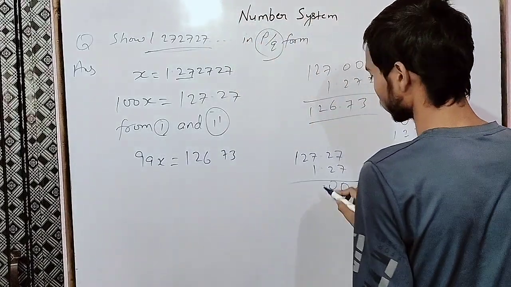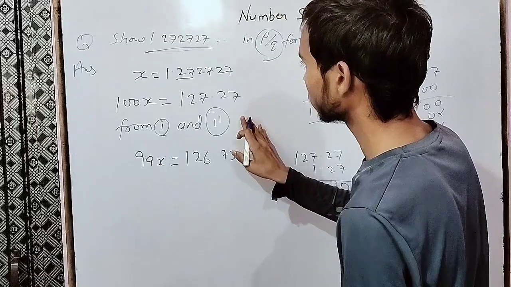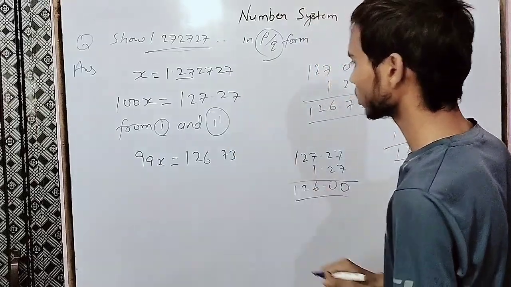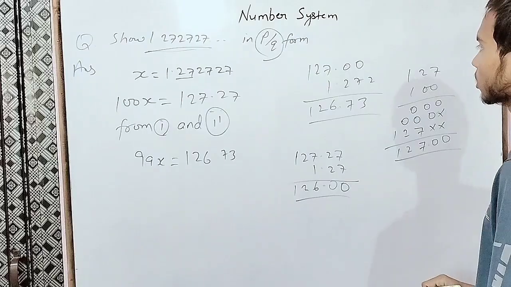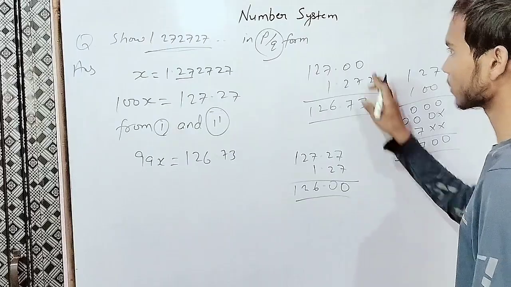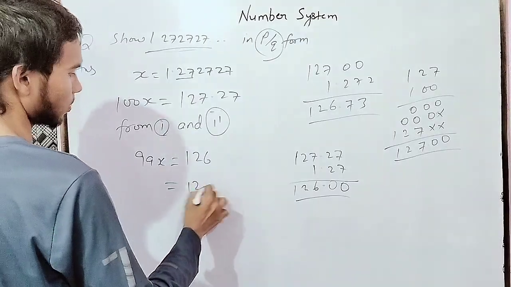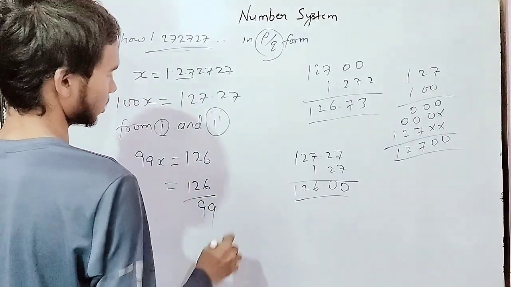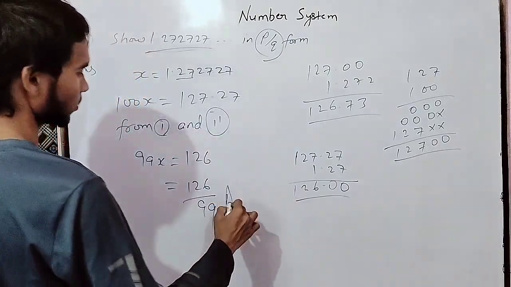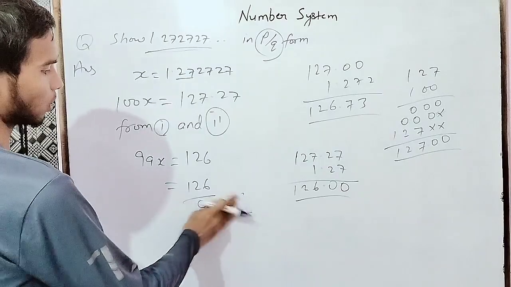Here 0 0 and then 6 126. It is, this is correct. Yeah. So it will be 126 upon 99. This is the answer. Even you can simplify it.